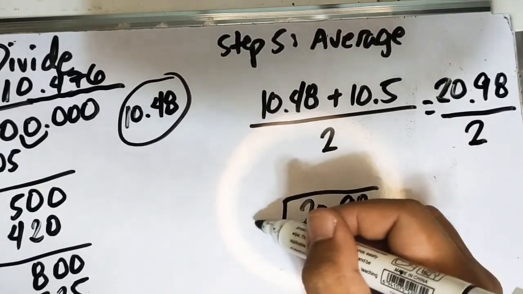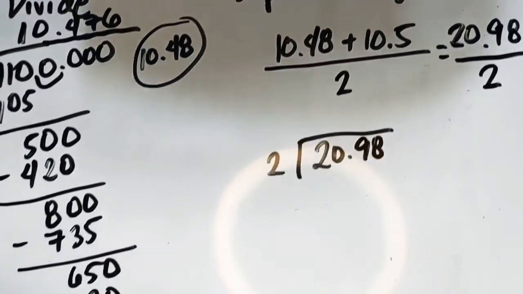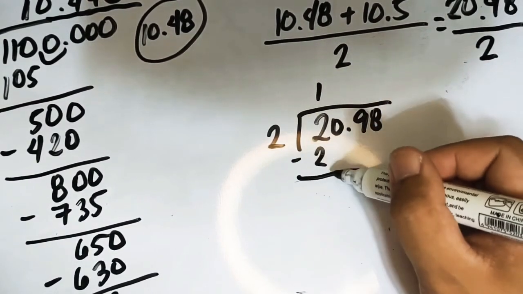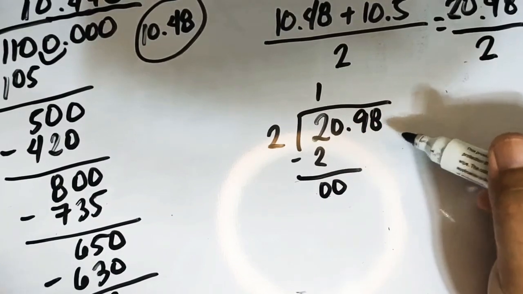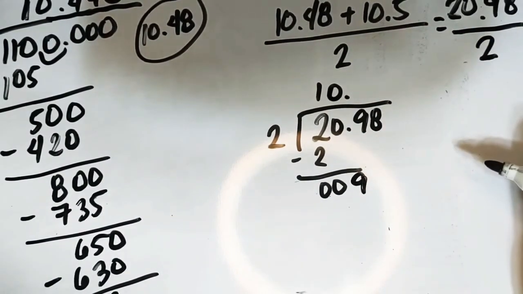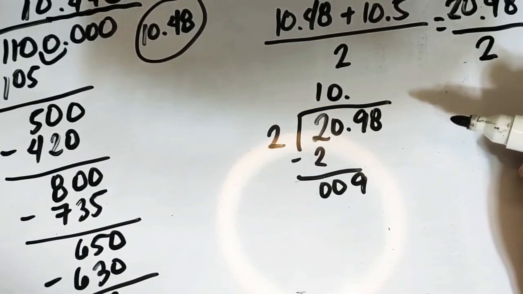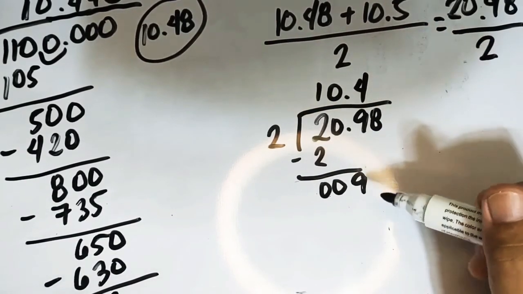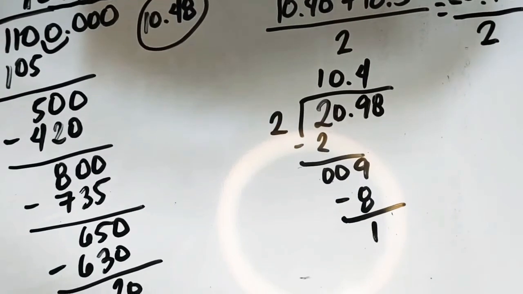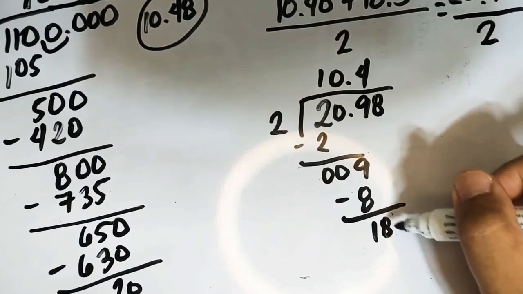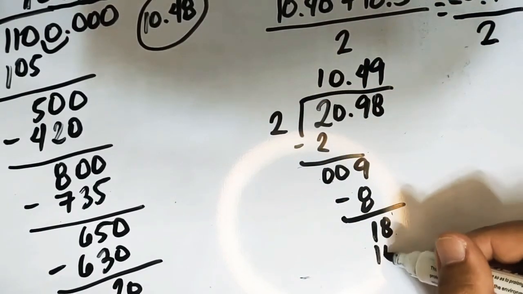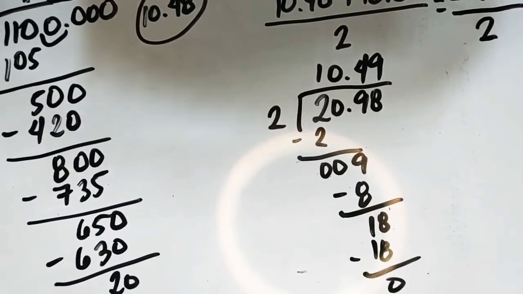20.98 divided by 2, we have 1. 1 times 2 is 2. So we have 0 here, and then bring down 9. 9 divided by 2 is 4, and then we have 4 times 2 is 8. So this is now 1. Bring down 8. 18 divided by 2 is 9. 9 times 2 is 18. Okay, so we got 0 denominator.